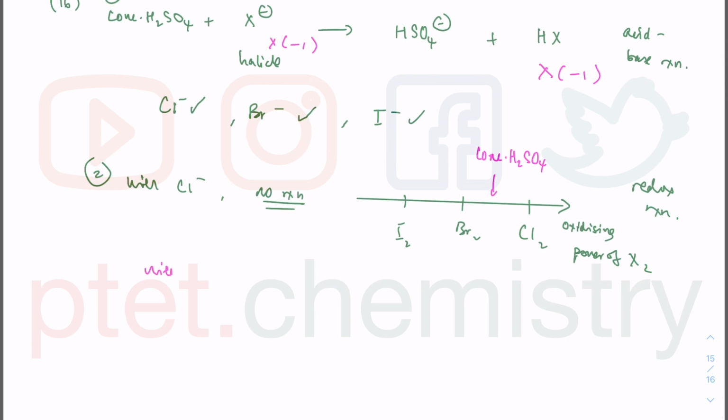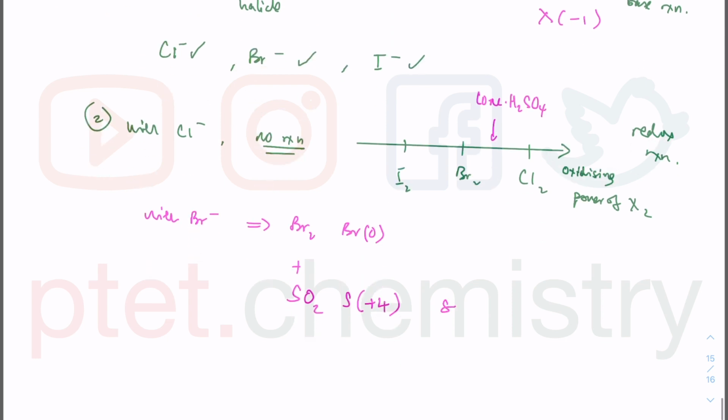But with Br minus, you will get Br2, which is a redox product, and then you will get SO2, which is a sulfur plus 4 oxidation state, and it will stop here. This is part of your AS Group 17 case study.